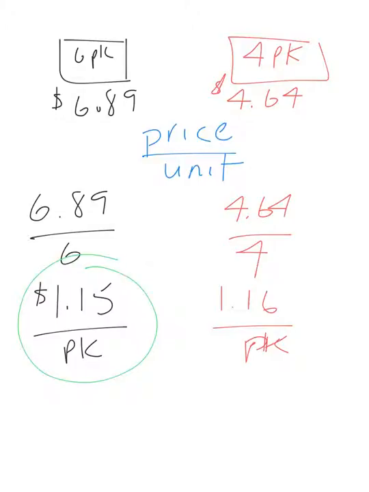Sometimes, especially at those big box stores like BJ's and Costco, they will make it seem like the bigger one is the better deal, but you really need to look at the unit rate and check out the shelf tags. We're going to talk about that tomorrow.